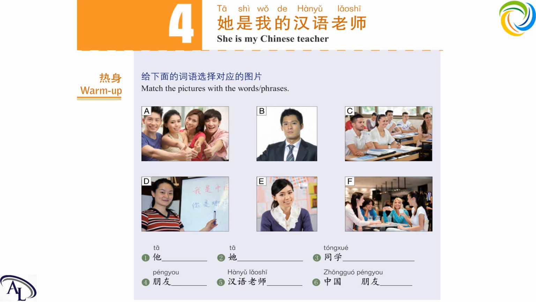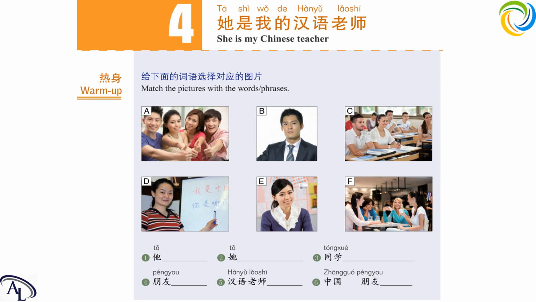Okay, time's up. Now let's see. First one, 他. This one means he or just someone, without indicating any gender. So this one might be B. Yes, B. 他. Because he is obviously a male. And actually, this 他 can only mean a single person, okay? One person. We are going to learn the plural version of 他 later, okay? So this one is B.